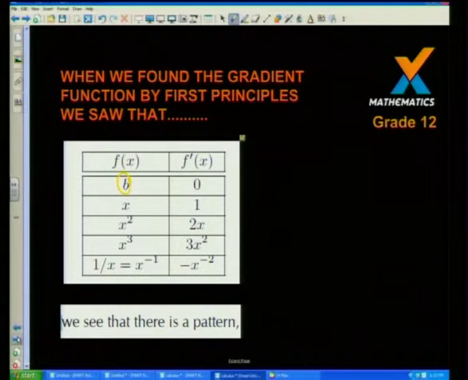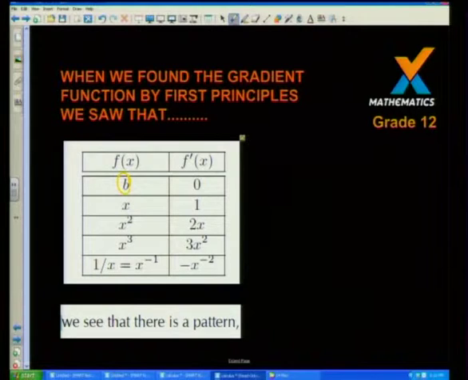When f of x was x squared, its first derivative with respect to x became 2x. Okay, and we can continue. We saw x cubed again today. We have x cubed as f of x, and its first derivative became 3x to the power of 2.